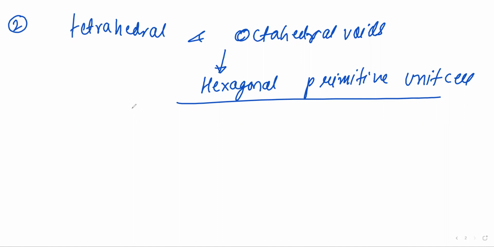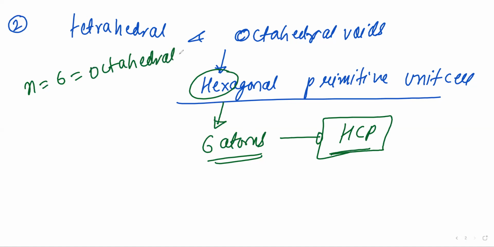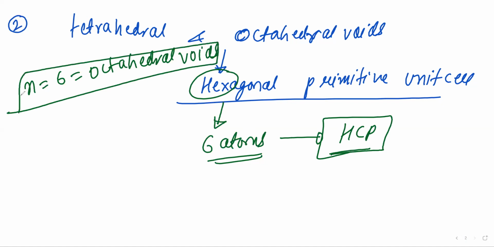A hexagonal primitive unit cell contains 6 atoms in the crystal lattice, right? So hexagonal stands for 6, so total 6 atoms will be there. In short form it can be written as HCP, hexagonal close packing. So the number of octahedral voids will be equal to the number of atoms. So when n is 6, octahedral voids will be 6, equal to the number of atoms present in it.